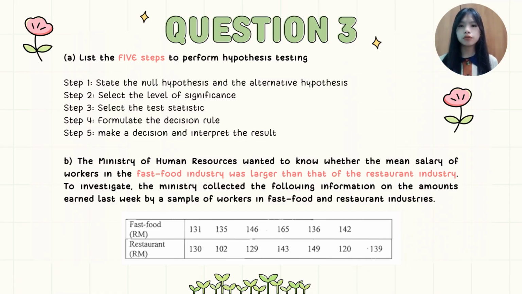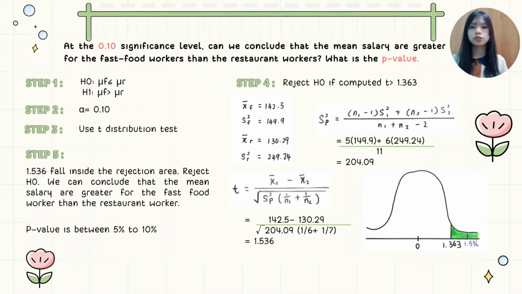For B, we want to find whether the mean salary of workers in the fast food industry was greater than the restaurant industry, given the information on the amount earned last week by a sample of workers, with a 0.1 significance level. Step 1: we state H0 is mu fast food industry less than or equal to mu restaurant industry, and H1 is mu fast food industry more than mu restaurant industry. We use alpha equal to 0.1 and the t-distribution test for this question.